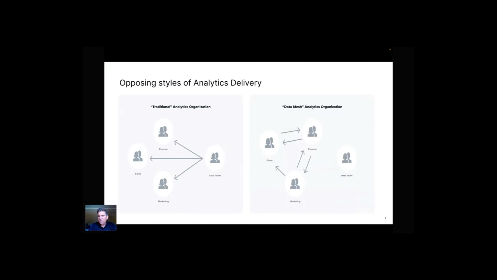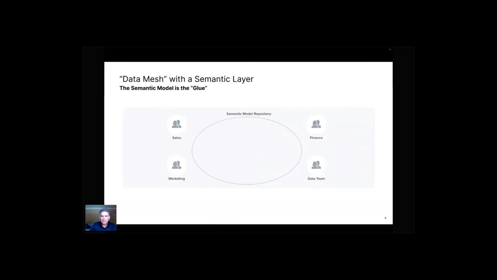And I think that data mesh can really work if you add on top of it a semantic layer, because then the semantic layer can be the form of sharing. It could be the form of communication, because the semantic model is the Rosetta Stone. So let's just take a look at how that might work. So here are my 4 groups. Of course, there's more than this. This is just an example.